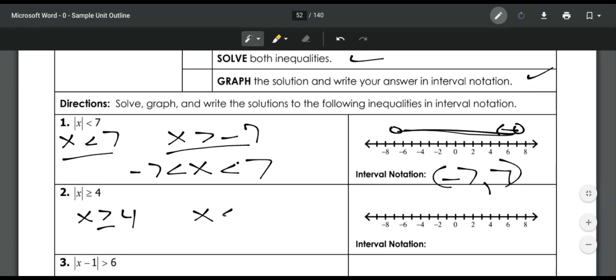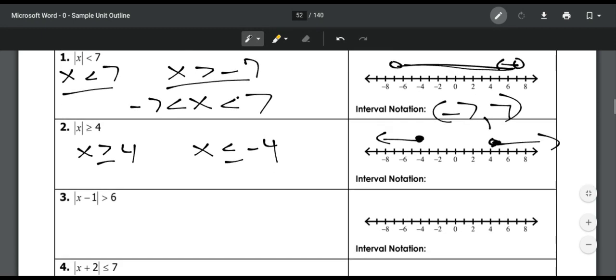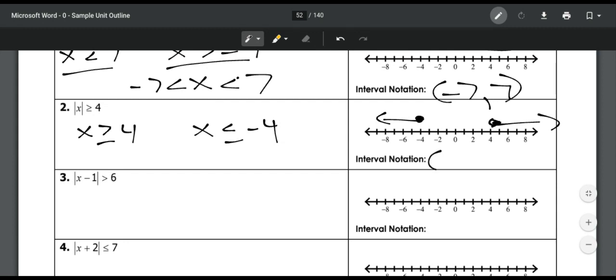So this would be that. And then we're going to flip the sign and flip that side. So we got -4 going that way, and we got going that way. Oh, that one should be colored in also. Okay, and then we have negative infinity with a -4, or 4 included to infinity.